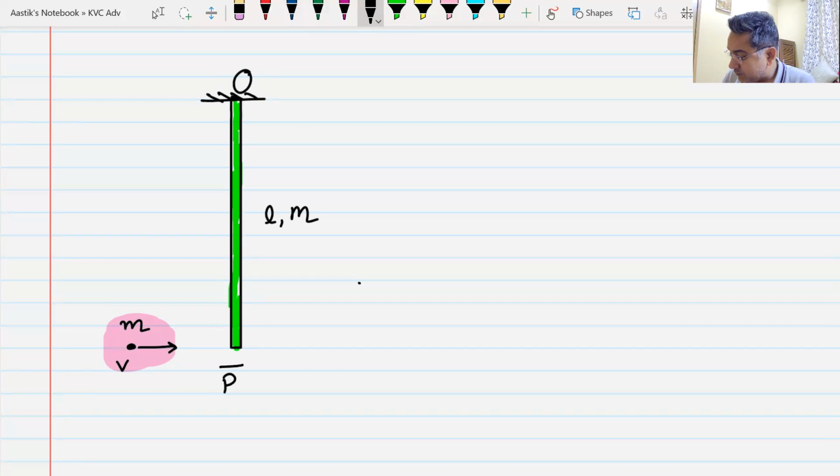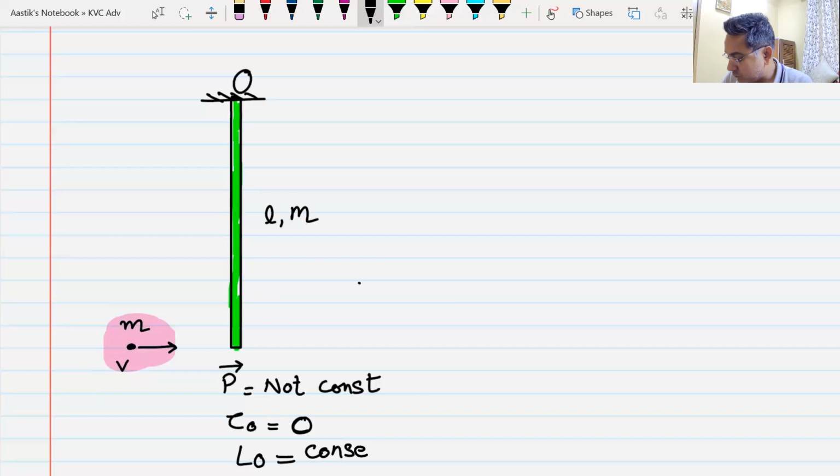The linear momentum is not conserved. Why is it not conserved? External force is acting on it. Where? At point O, on the hinge. What about angular momentum? Torque about the point O is zero, because all the external forces are at the point O. Therefore, angular momentum is conserved about the point O, only about the point O.